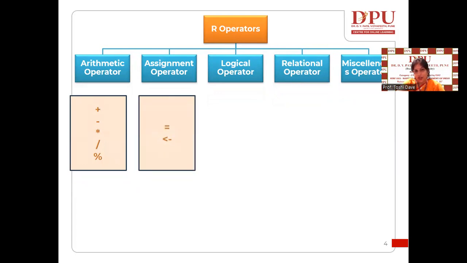Next is the assignment operator. You now know how to assign a value to a variable. Either you can write A equal to 10 or you can put A arrow 10. Both statements are the same. We had seen it earlier. Next is the logical operator. Logical operators work on logic, and the output they give you is in terms of true or false.